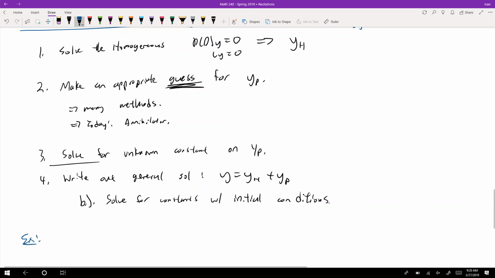Okay, so example 1. Y double prime minus 4y is equal to 5e to the negative 3x. All right, and let's throw some initial conditions on there. Y of 0 is equal to 1. Y prime of 0 is equal to 5.